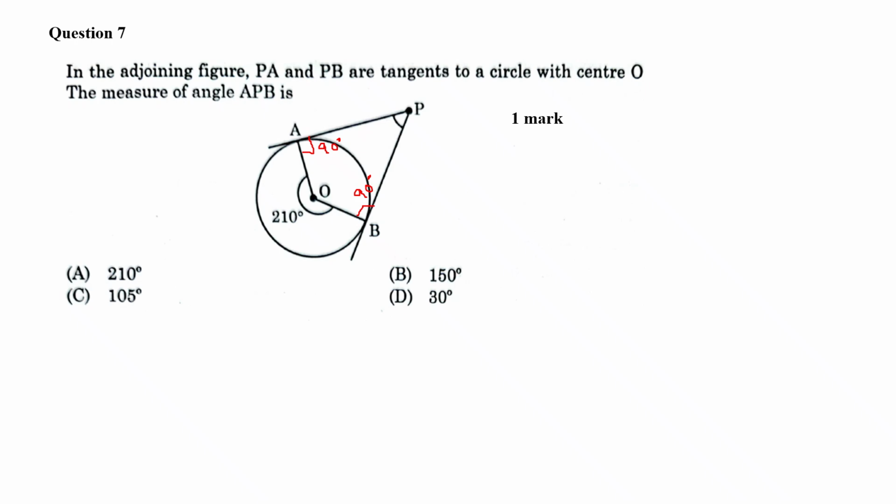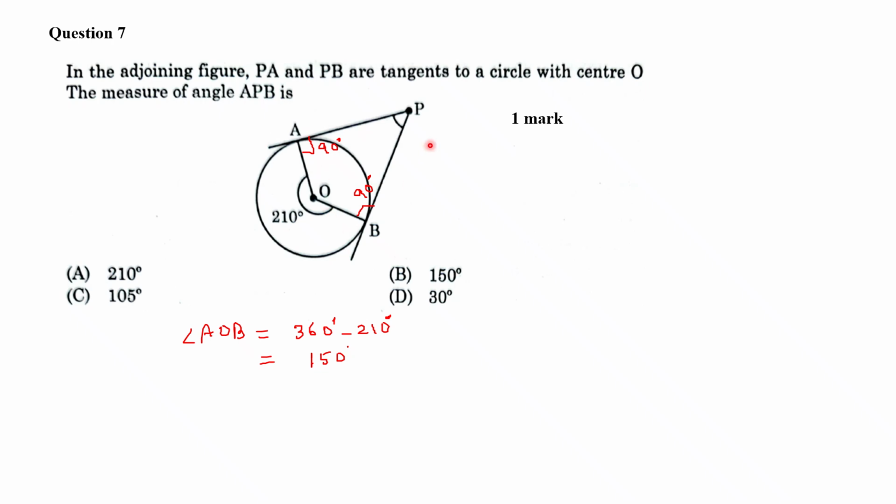And angle AOB is equal to 360 degree minus 210 degree, because angle around the point is 360. So reflex angle AOB is given as 210 degree. So angle AOB will be 360 minus 210 degree, which will be equal to 150 degree. Now if you can see here, AOBP is a quadrilateral, isn't it?